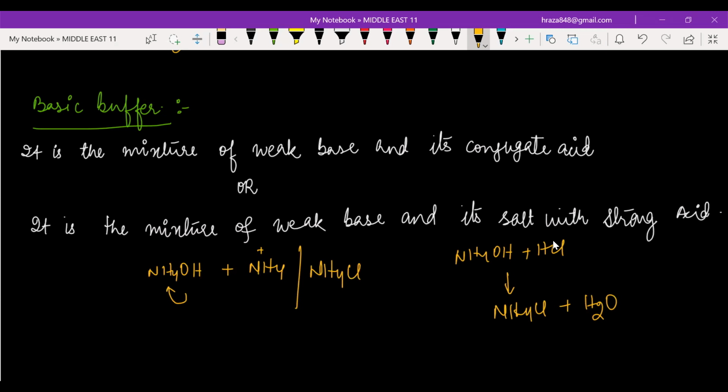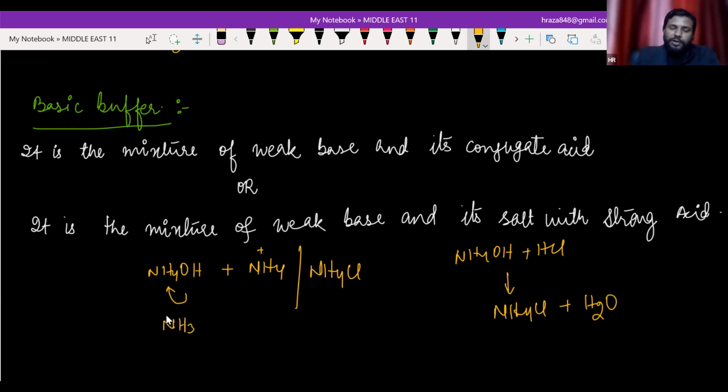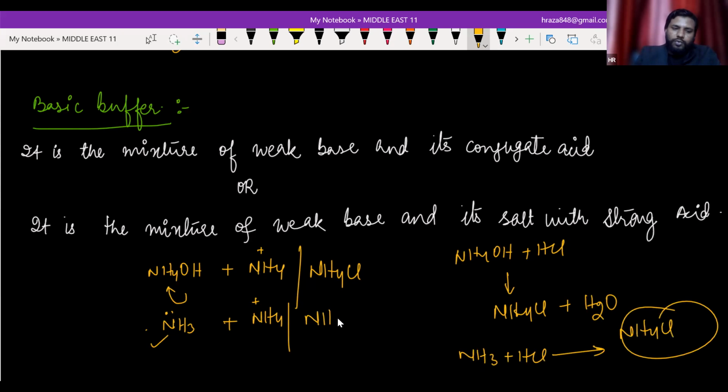Now another example, NH3. NH3 is also a weak base. So what will be its conjugate acid? Add H plus to this, so it will be NH4 positive. And if you are going for a salt, then take this weak base with a strong acid. In the same way, if you react NH3 plus HCl, it will be NH4Cl. So I'm going to write NH4Cl. Just write it.